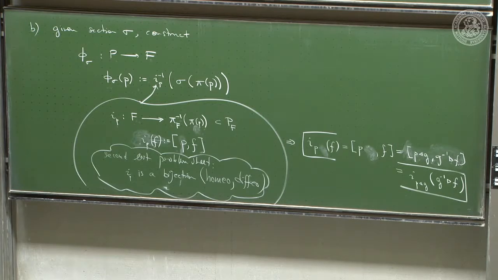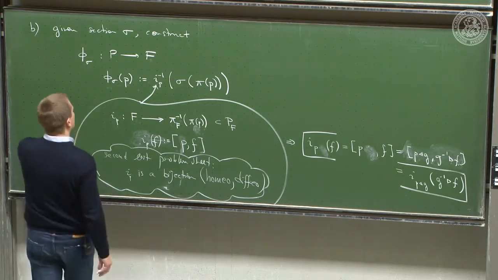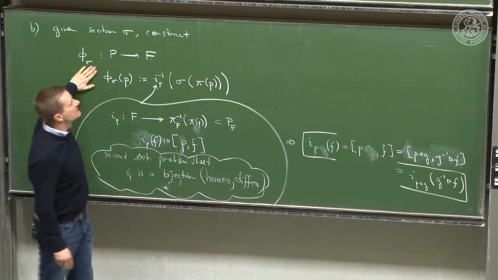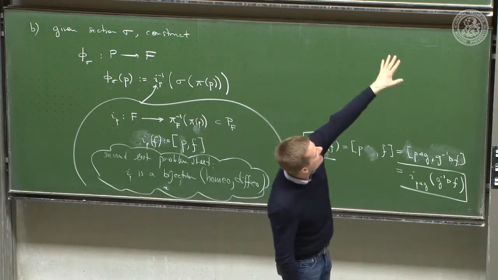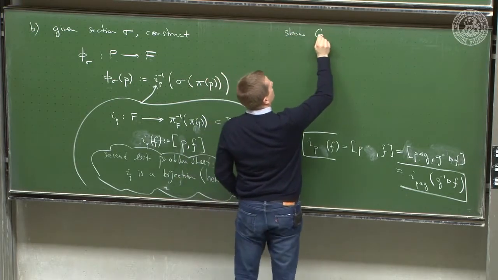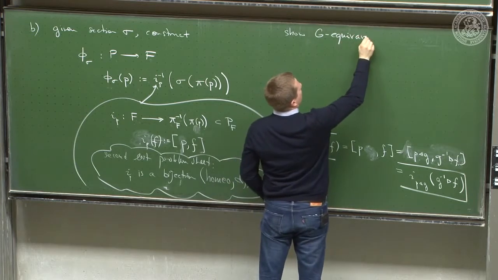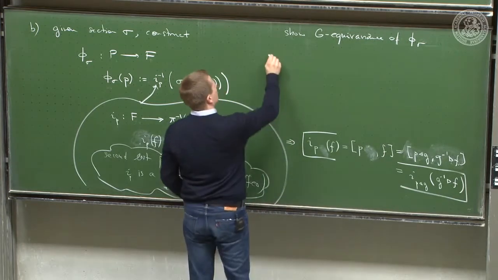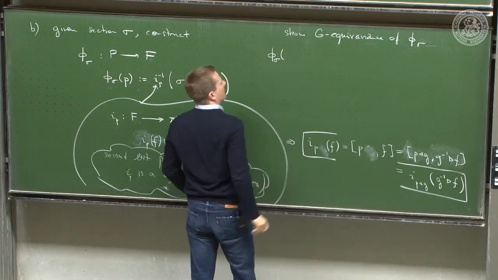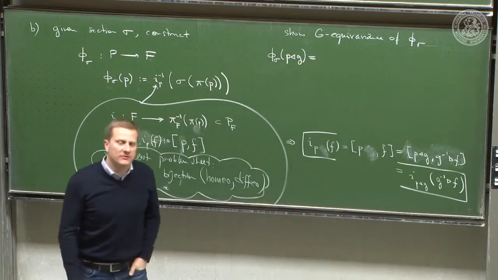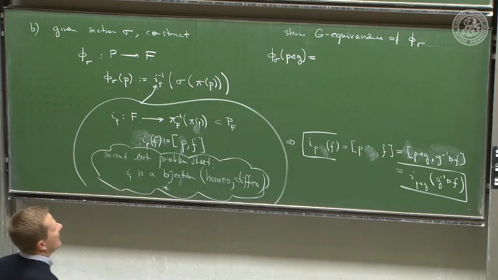So now we constructed a phi, and now let's try to show that it's G equivariant. That's the aim, because we start with a section, and I say it leads to a G equivariant phi. So show G equivariance of phi sub sigma. Well, we start with the left-hand side of the equivariance condition, and we try to make our way to the right-hand side of the equivariance condition with the definitions we have. So you see, this is the left-hand side, and we want to arrive here.